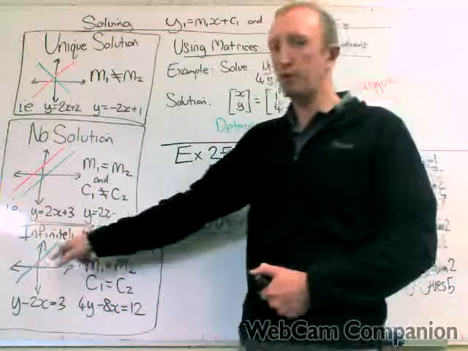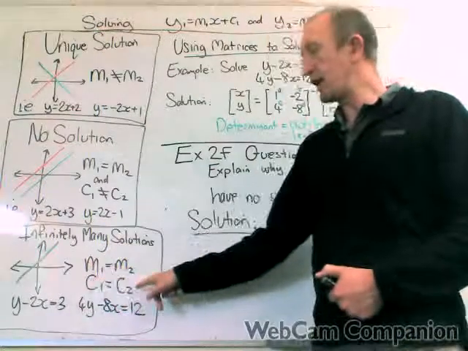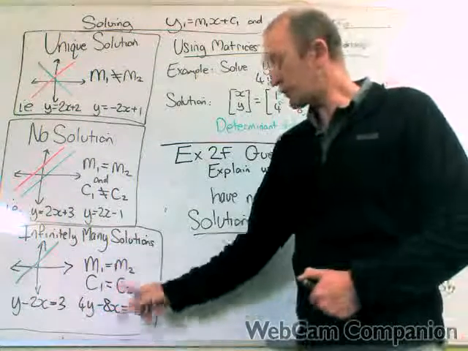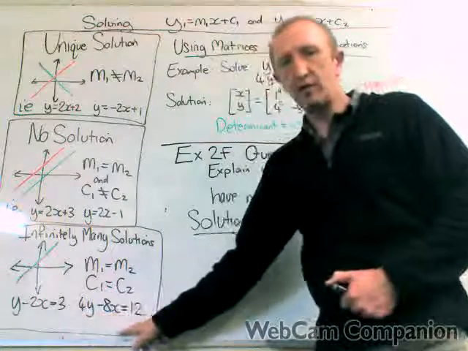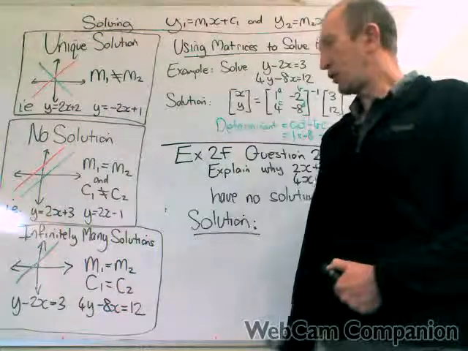Basically, the two lines will run on top of each other. They're the same line. They have the same gradient and the same y-intercept. These are the two equations here, just for an example. They don't look the same. However, if you multiply this equation by 4, you get this equation exactly. So they really are the same equation.